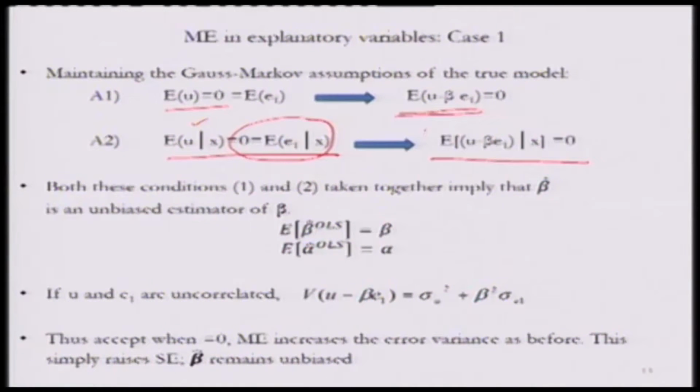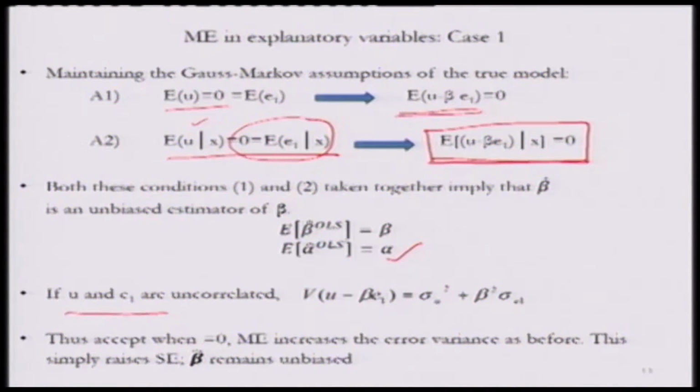Note that this is the revised conditional mean independence assumption that leads to an unbiased estimate of beta when we estimate beta using OLS. So, to summarize, both these conditions 1 and 2 taken together imply that beta hat is an unbiased estimate of beta, and then the first assumption also implies that alpha hat is an unbiased estimate of alpha.